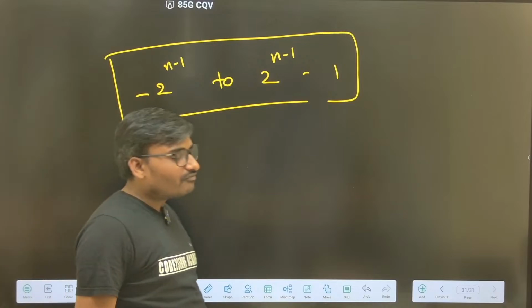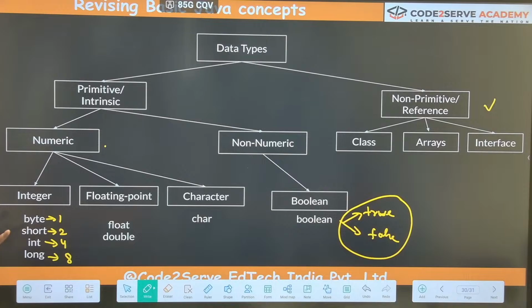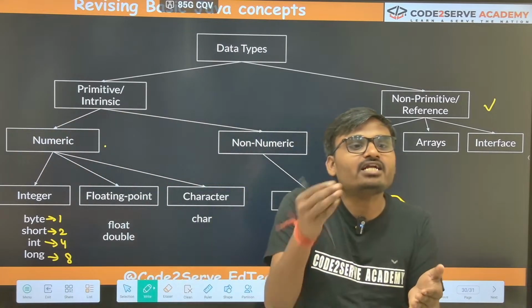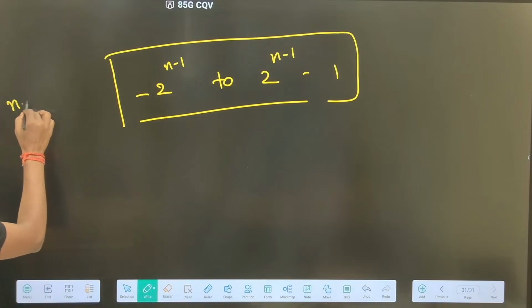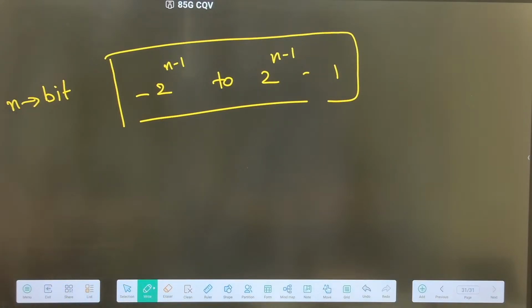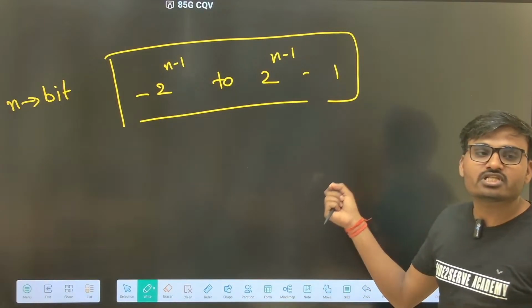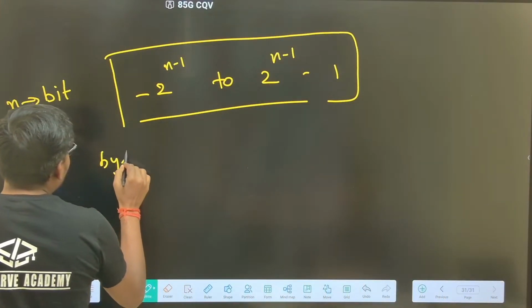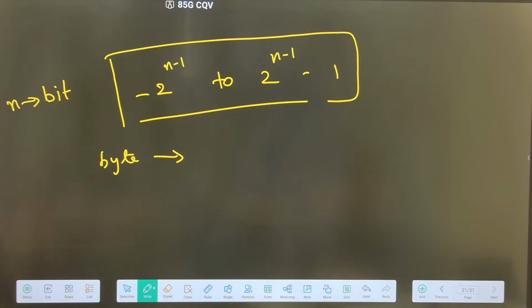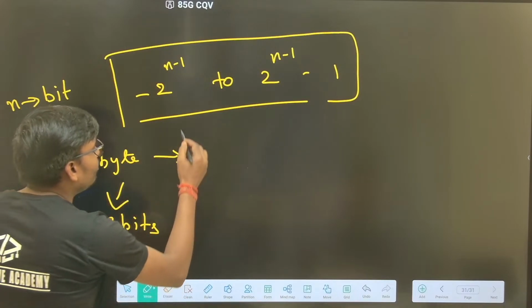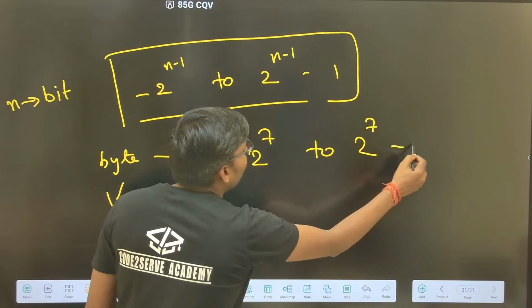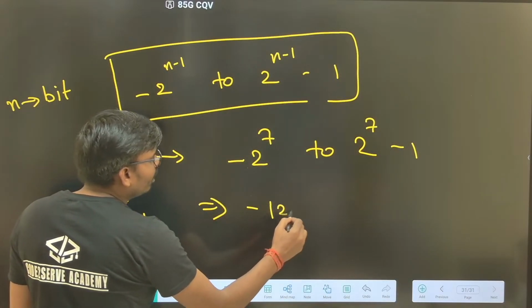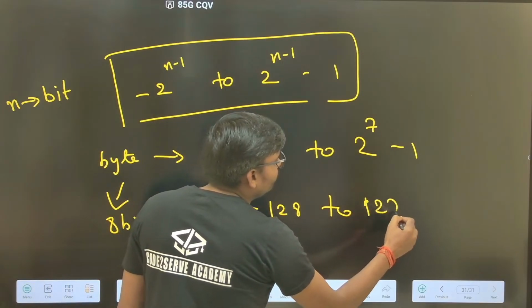Suppose we take an example of the first data type. We learned that the first data type was what? Byte. If you are asked what is the maximum range a byte container can store, how will you find it? You will say 2 to the power n minus 1. Here n represents bits, not bytes. So first you have to convert the byte into bits, and then use this formula. Byte is of 1 byte, and 1 byte means 8 bits. So if we put in 2 to the power 8 minus 1, that will be 7. 2 to the power 7, which is minus 128 to 128 minus 1, that will become 127.